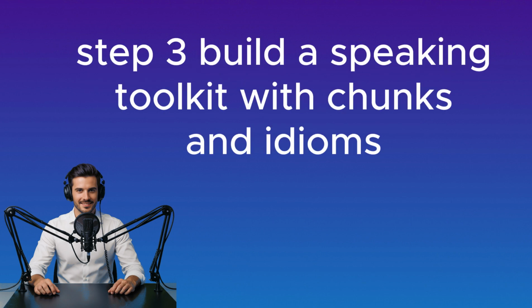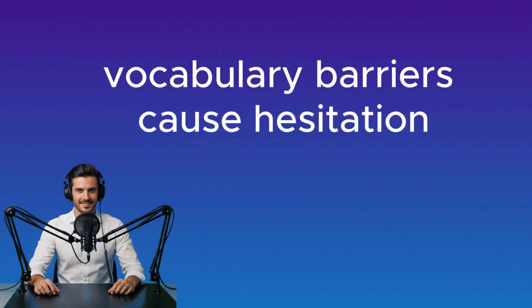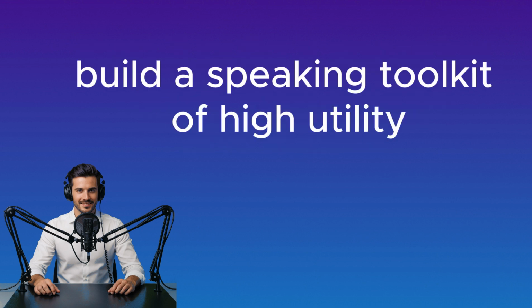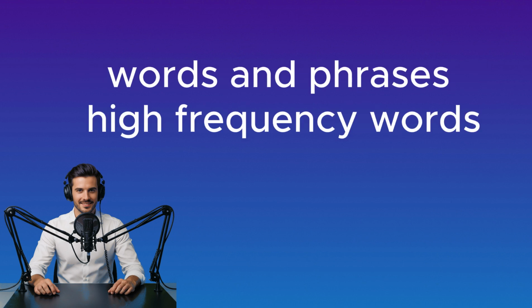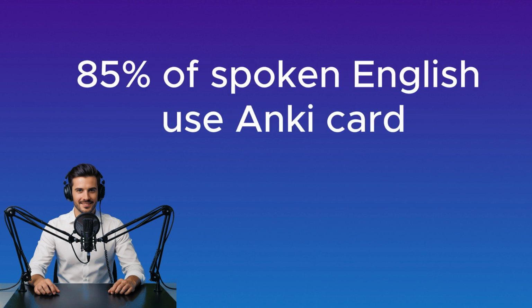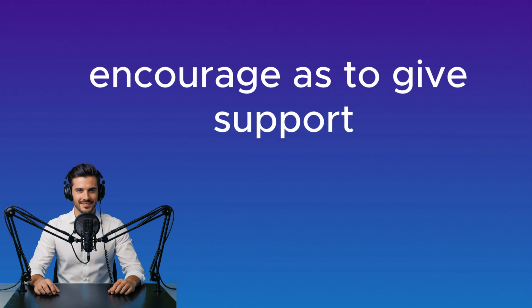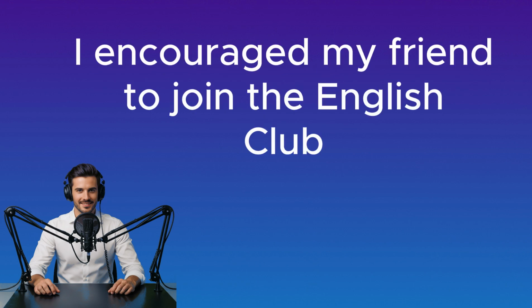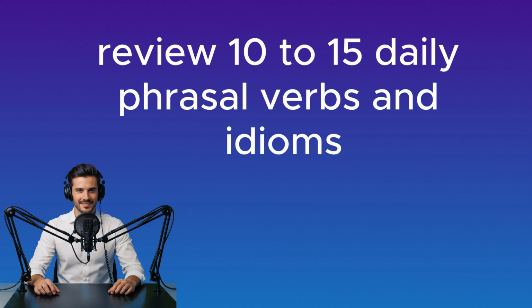Step 3. Build a speaking toolkit with chunks and idioms. Vocabulary barriers cause hesitation. Build a speaking toolkit of high-utility words and phrases, high-frequency words. Learn 2,000 common words, 85% of spoken English. Use Anki. Card: encourage, to give support. I encouraged my friend to join the English club. Review 10 to 15 daily.